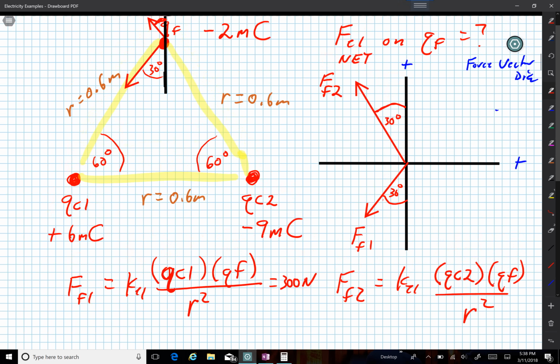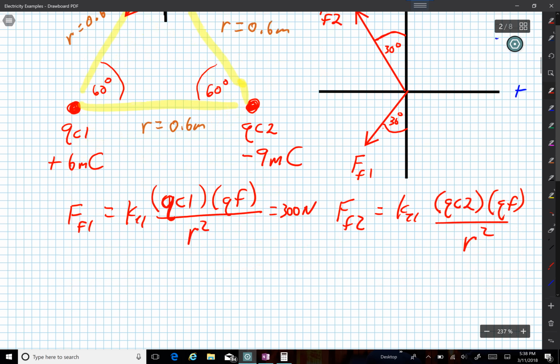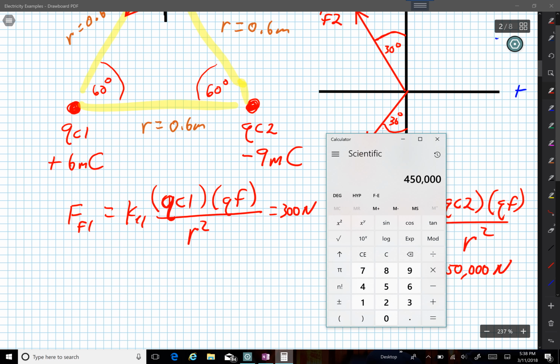Let me just make it so I can see all the numbers here. 9E9 times 9E-3 times 2E-6, divide by 0.6 squared equals, 450,000. Okay, so the 300 can't be right. So we'll just have to go back and do that. So this is 450,000 newtons, and I must have pressed the wrong key here.